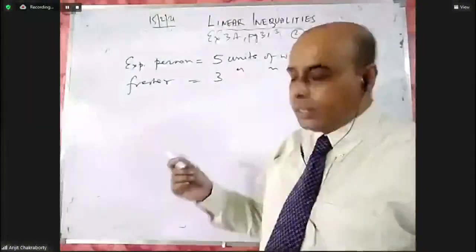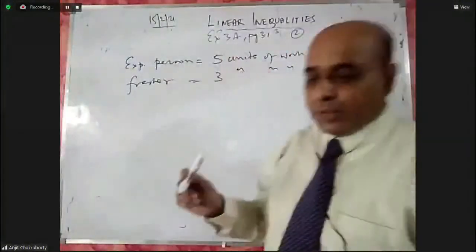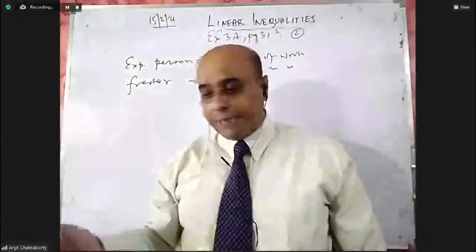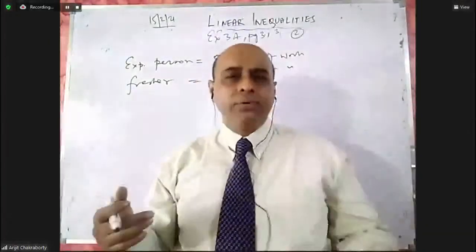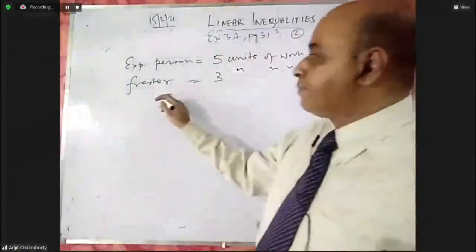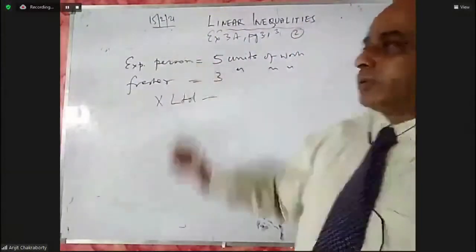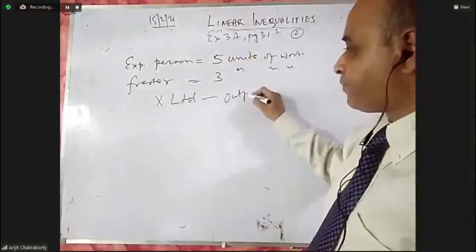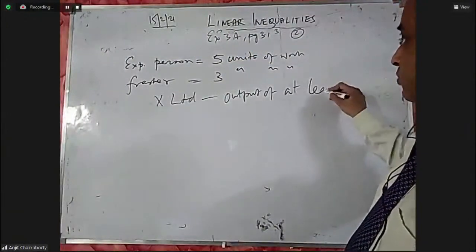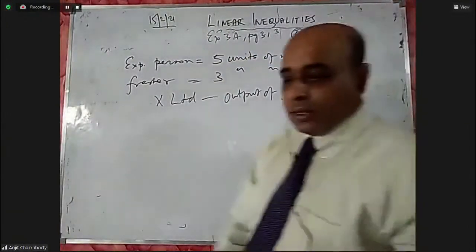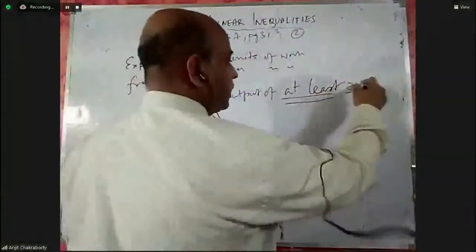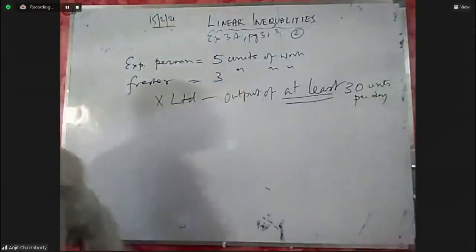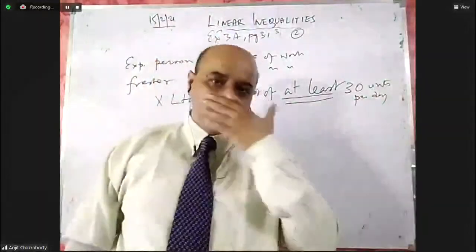Fine. Now, let's take the optimization. The question is that the experienced person is producing 5 units of work while the fresher is providing just 3 units of work daily. The company, say X Limited, where these two people are working, has to maintain an output of at least, please see the word at least, 30 units per day. So we have got an optimization. We have got a constraint, rather. Minimum 30 units.